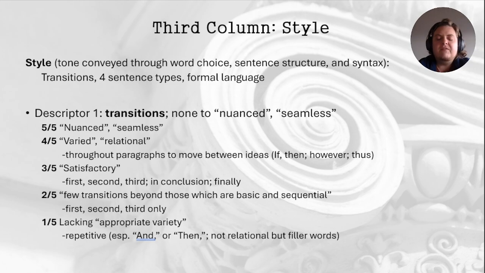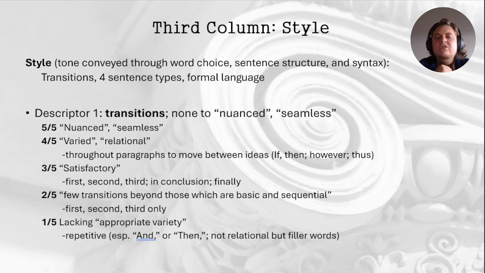So if you get a 3 out of 5, that's adequate, that's satisfactory. That usually means you just use basic transitions like first, second, or third. If you have fewer transitions than even that, then you would be getting like a 1, particularly if you use the same transition over and over again, like and or then or but. Those are all common. Or also. I'm a big offender of using also over and over again.